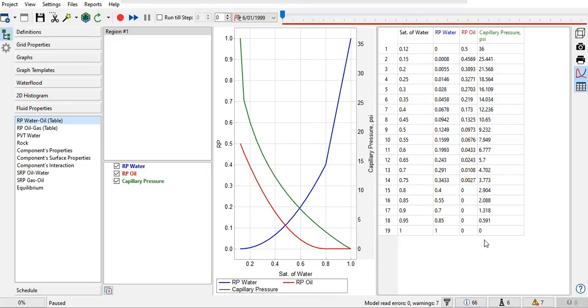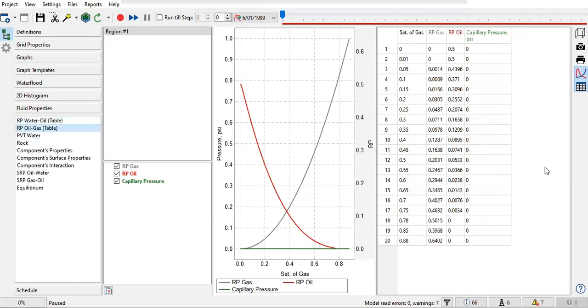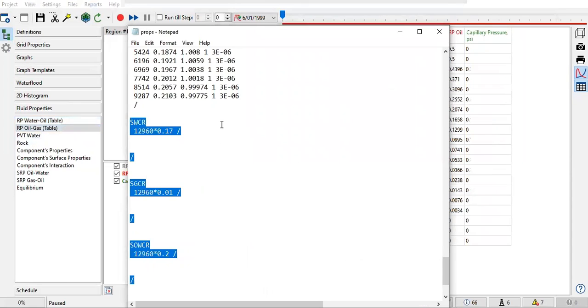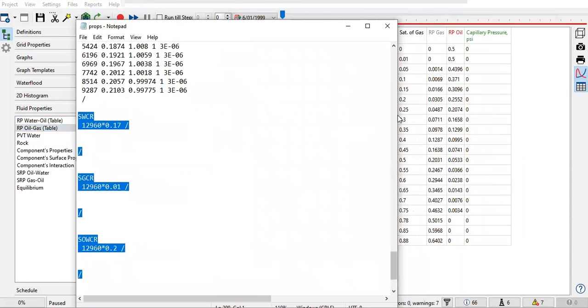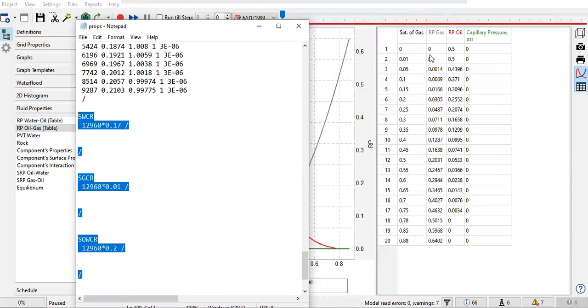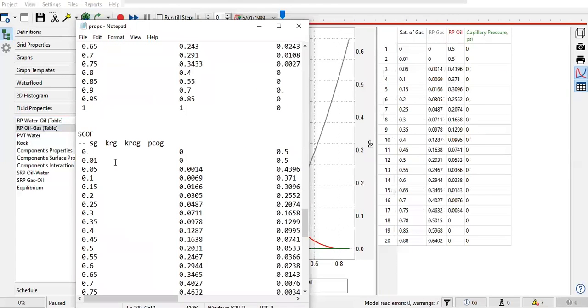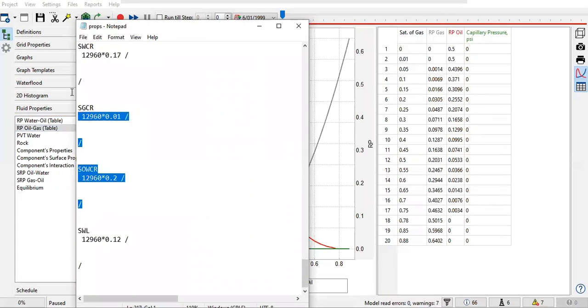Okay. So for gas, let's compare it with 0.01. Yeah, a bit different with the table, but basically because we put these keywords after the relative permeability data table, we will still use this one. Okay, this will still be applicable.